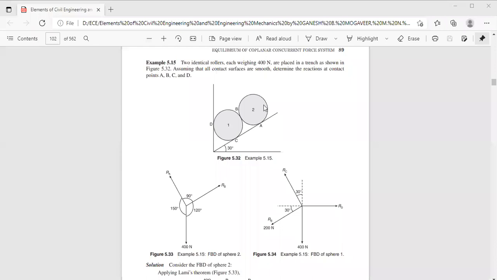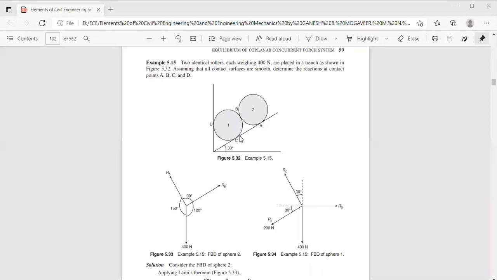Here you have two spheres of weight 400 Newton, placed in a trench in such a manner that the spheres make contact with the sides of the trench at point A and point C and point D, and in between the spheres you have a contact point at point B. Now we are supposed to find the reactions, that is RA, RC, RD, and RB. Before that, we have to draw the free body diagram of the individual spheres.